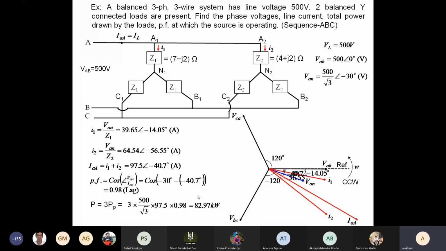So this is the problem we did in the previous class. Today we will do another new problem. So this was all about star load, if the impedances are connected in the form of star. Next we'll do the case where the impedances are in delta.